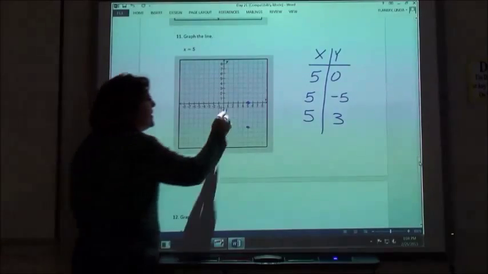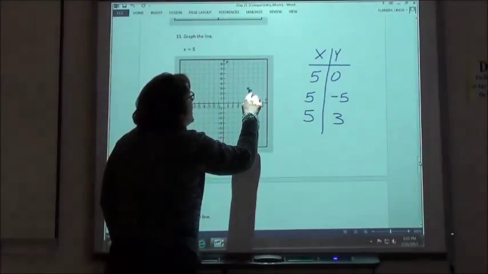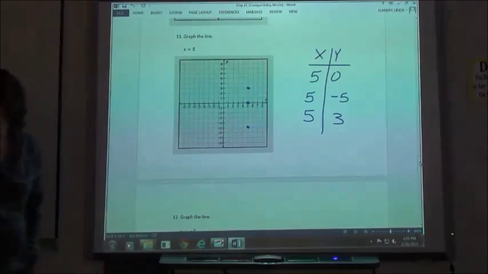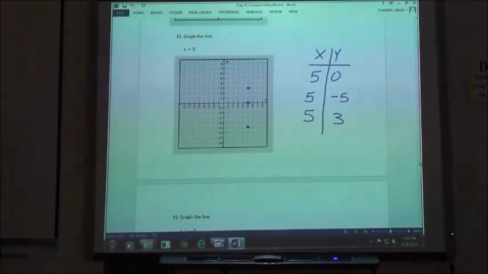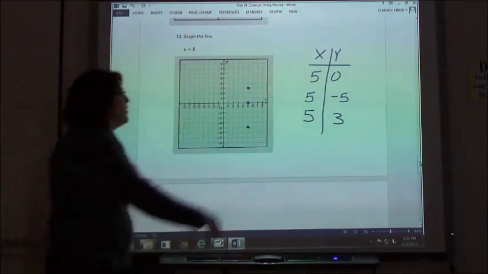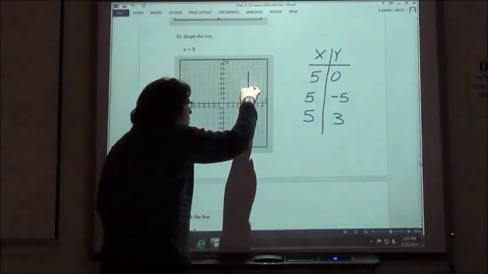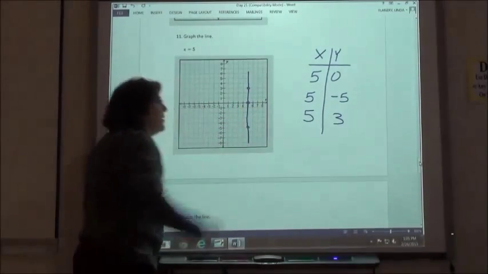5, 3 means I go over 5 and up 3. So notice all my dots line up in a vertical line, straight above each other. So when I connect my dots, there's my line.